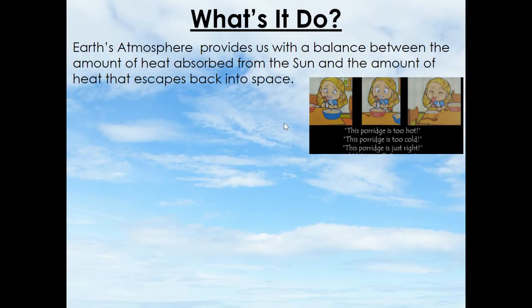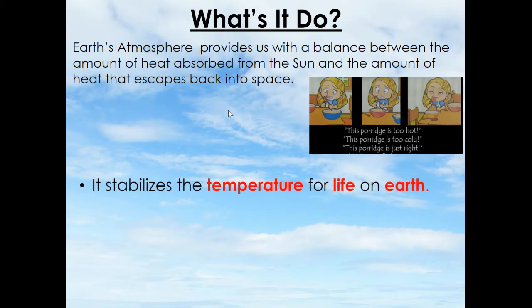Just the right amount of sun energy reaches us here down on Earth's surface. So in our notes, we want to say it stabilizes the temperature for life on Earth. If we weren't at this perfect balanced temperature, life would not be possible.